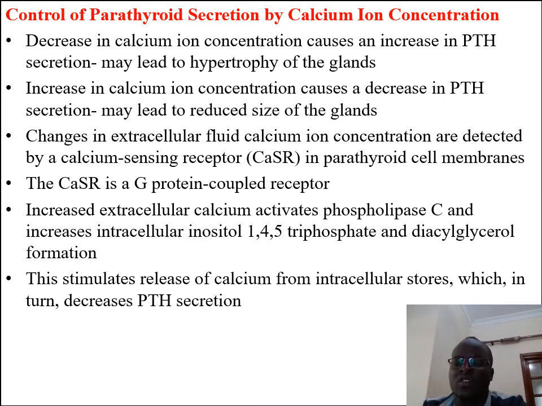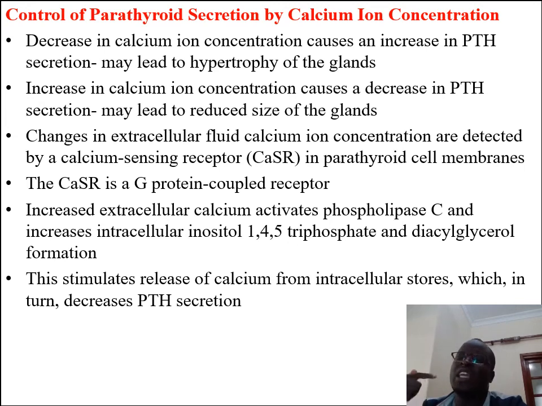So you don't need to get confused here. This is one of the rare situations whereby calcium inside the cell is inhibiting exocytosis. Because in many mechanisms, you realize that an increase in the intracellular calcium is going to bring about exocytosis of hormones and neurotransmitters. But here it's the opposite. These are the chief cells, they are special cells. So the increase in the intracellular calcium, instead of enhancing exocytosis of the parathyroid hormone, is going to reduce the exocytosis and also the production of parathyroid hormone.